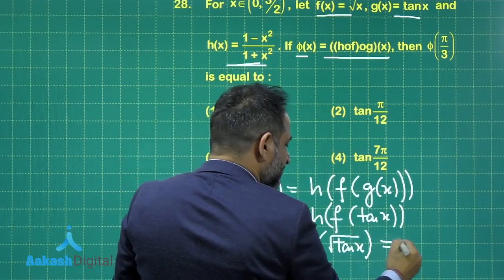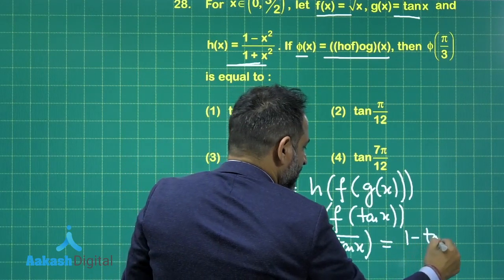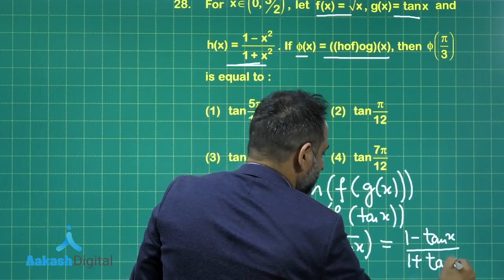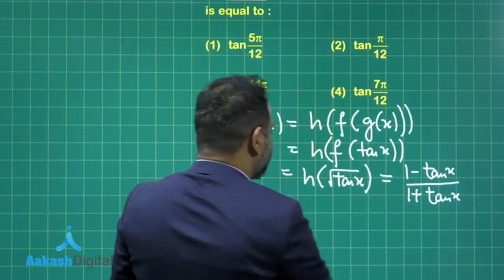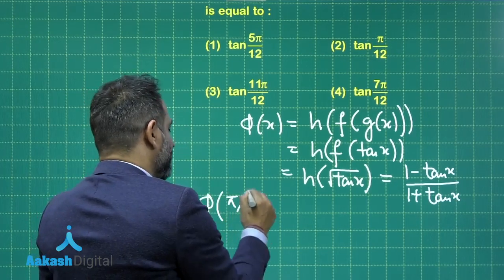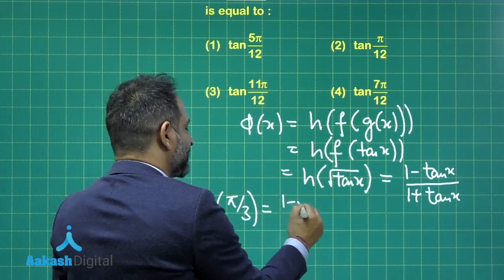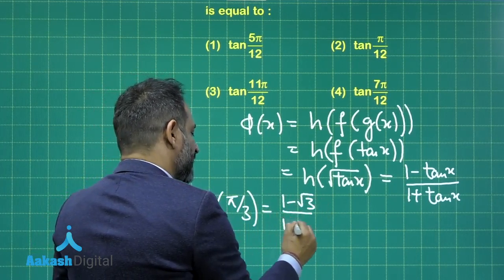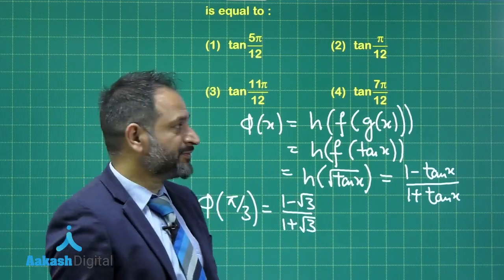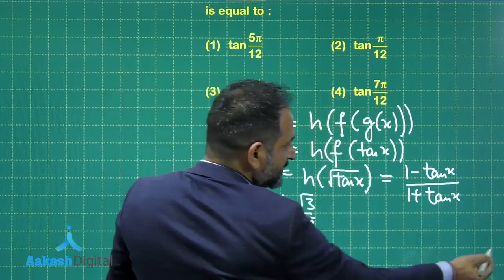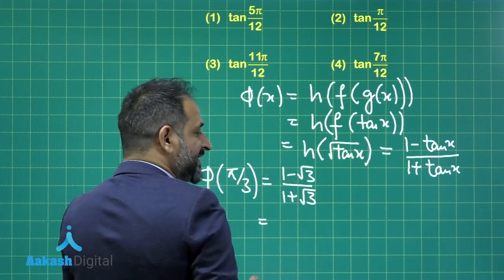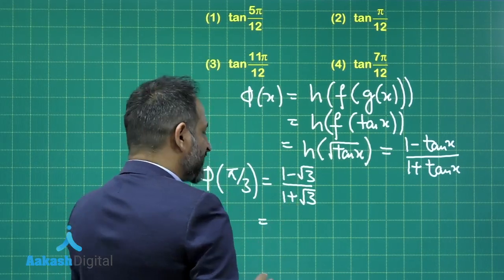So this is equal to 1 minus tan of x upon 1 plus tan of x. So let us see the value at pi by 3. The value at pi by 3 is definitely 1 minus root 3 upon 1 plus root 3, but we have to express this value in terms of tan of these angles. So let us check it out.